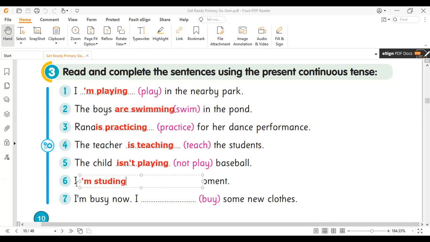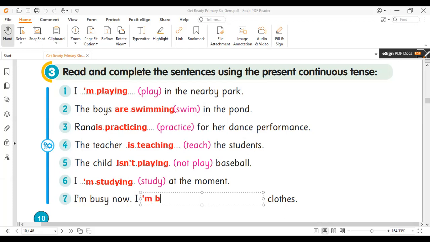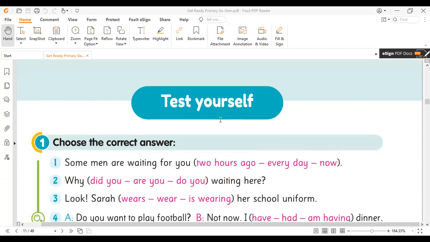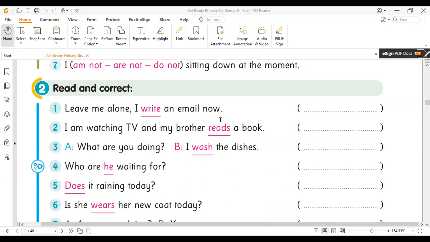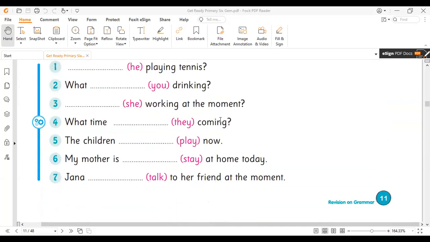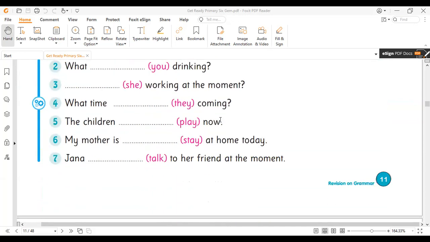And the last one, Asya. I am busy now. I'm buying some new clothes. Yeah, excellent. I'm buying some new clothes. Okay, the next page, test yourself. This is your homework. I'll send it after we finish, okay? Okay.